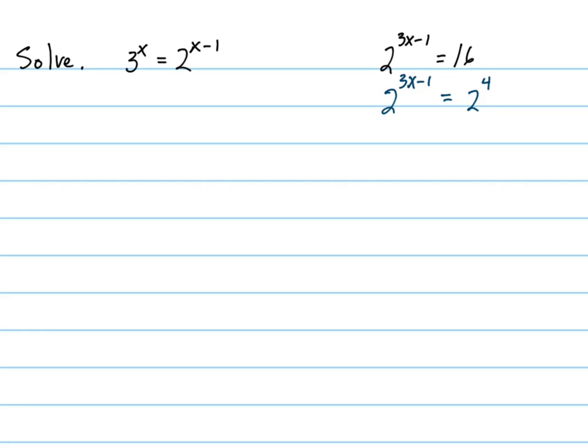So once we have our bases equal, the only way these two expressions could be equal is if the exponents are also equal. So that must equal that. So we would say 3x minus 1 equals 4, 3x equals 5, and we would get x is equal to 5/3.